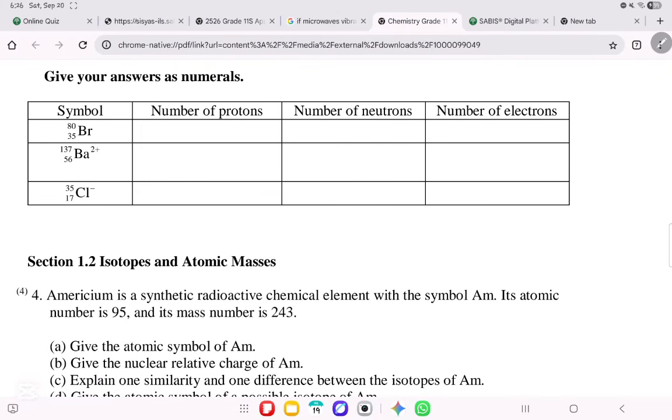Let's give the number of protons, number of neutrons, and number of electrons. Number of protons is what? Is the atomic number, 35, 56, 17. The number of neutrons is the mass number minus the atomic number.